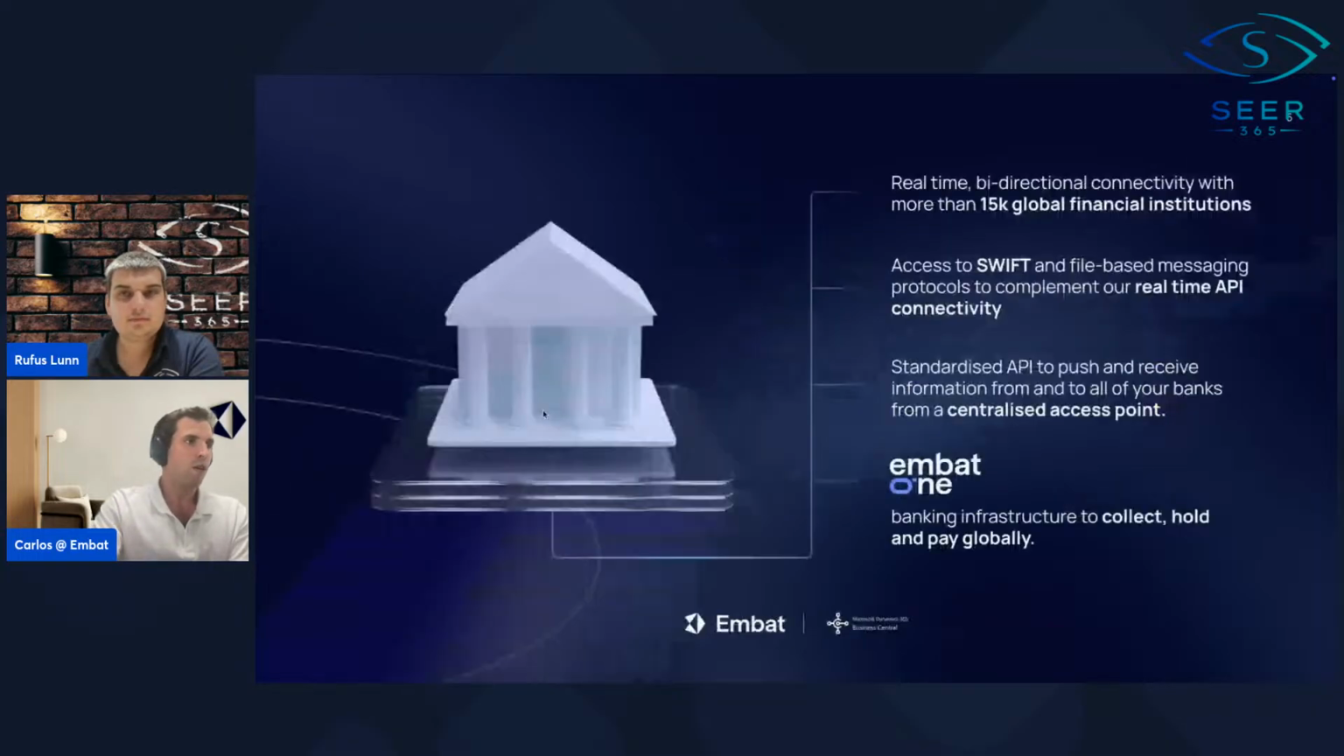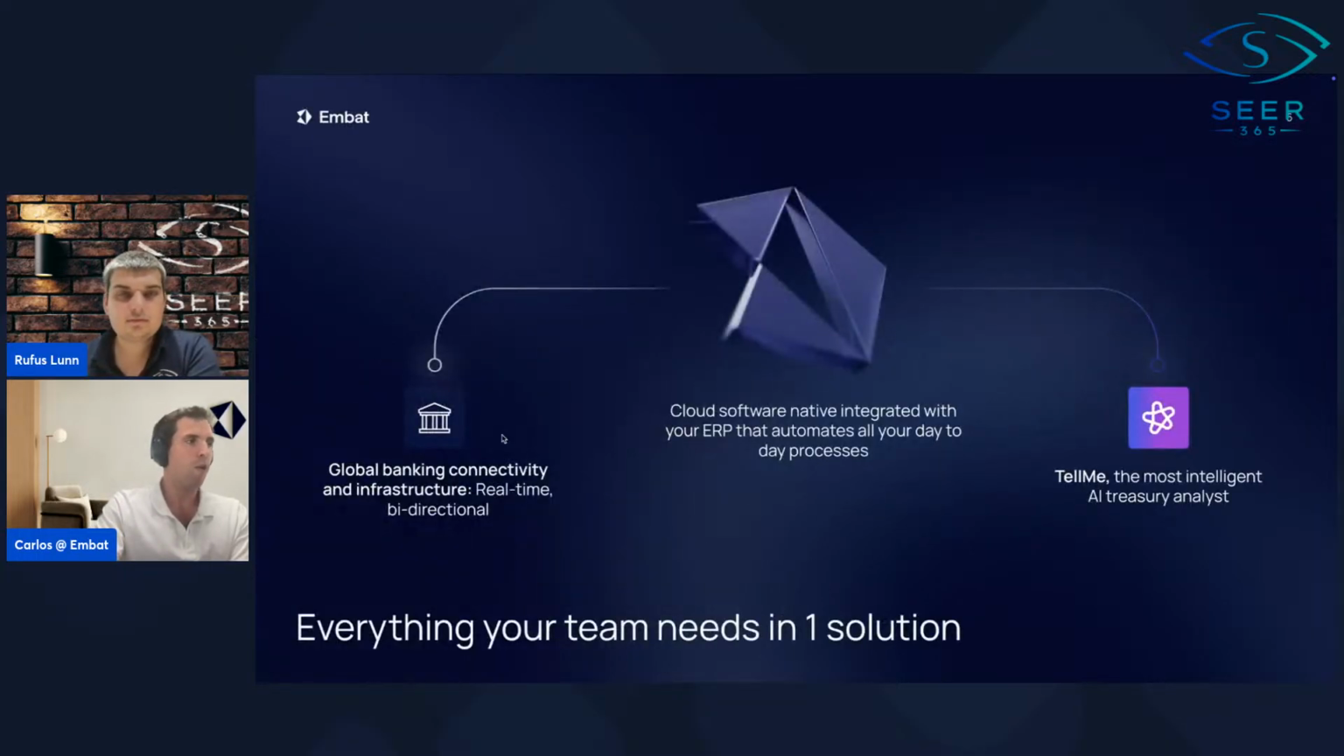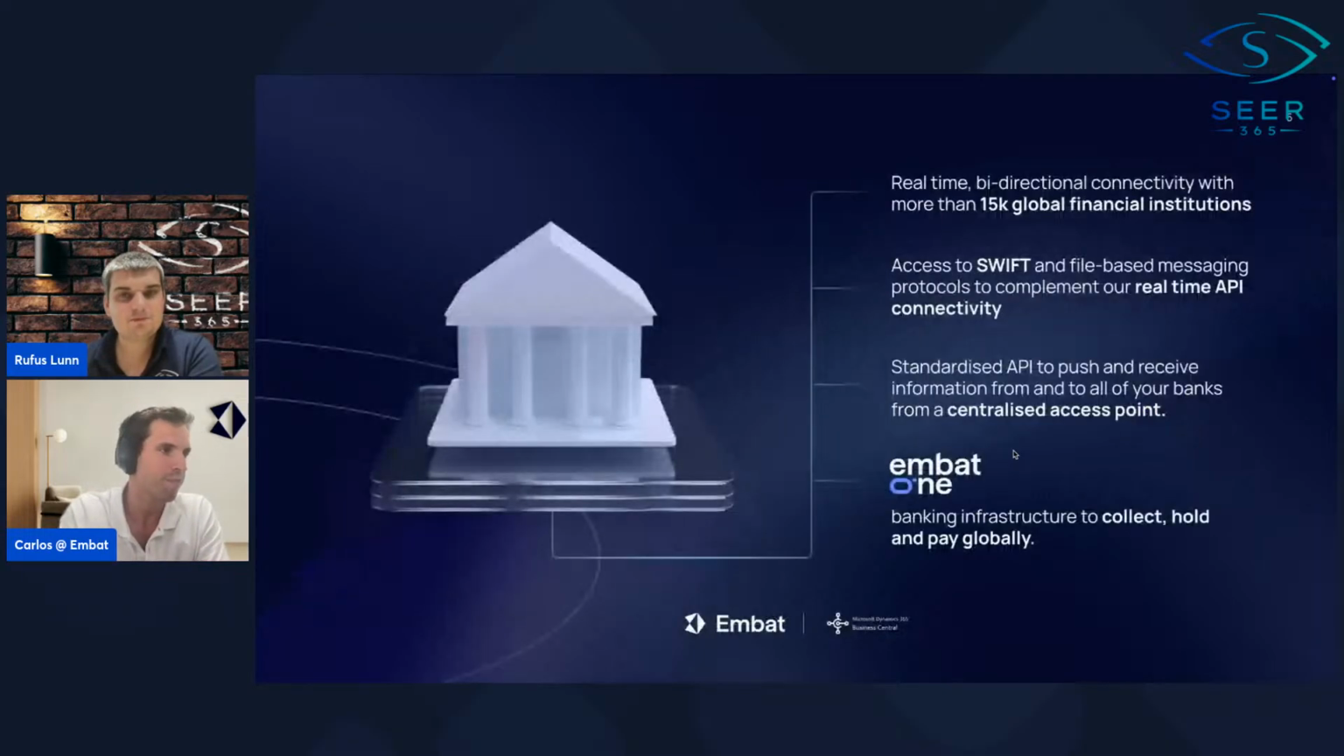So with this, we will go very quickly to describe what we actually do in each one of them. And then at the end, we will have a short demo and short videos of each of the specific sections for all of you to get a bit of a feel of how Embat looks and feels. But obviously, with the idea of it becoming interesting for you, and then hopefully diving deeper into each module when we get there. Okay, what do we mean when we say we have global banking connectivity?